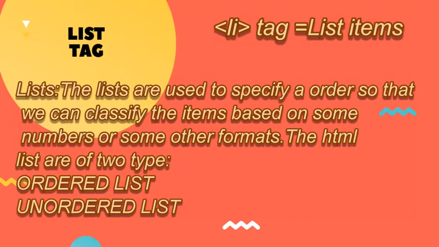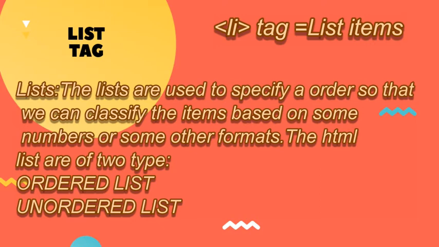Basically, lists are those things that help us classify some items. Suppose you have items, like students in a class. When we have items, we differentiate them into different types so that it is easy for us to understand. Similarly, a list in HTML gives us a format to write in a number form or some other formats. These are known as lists.